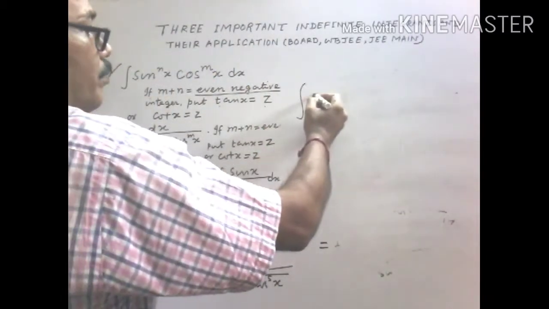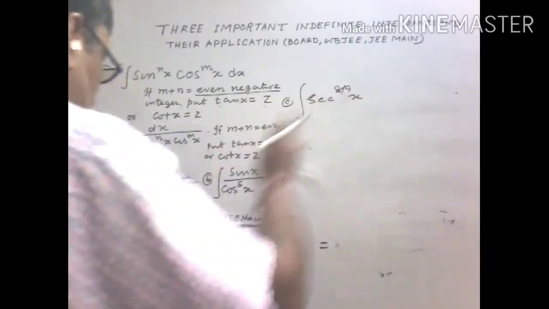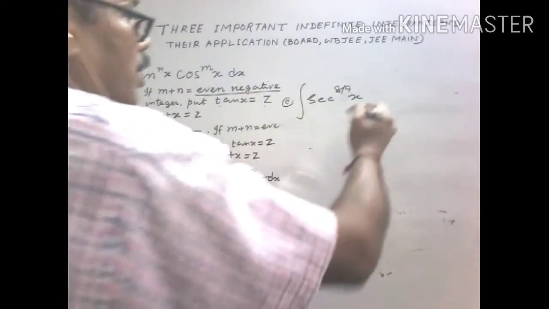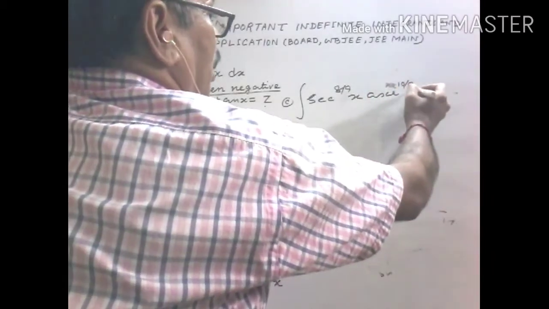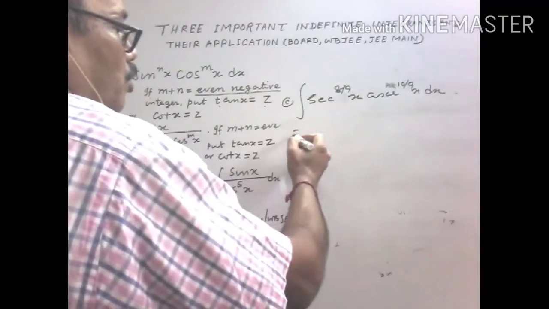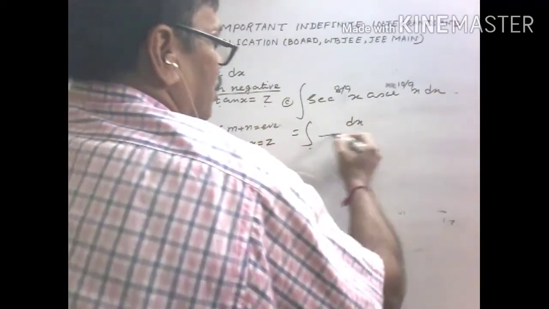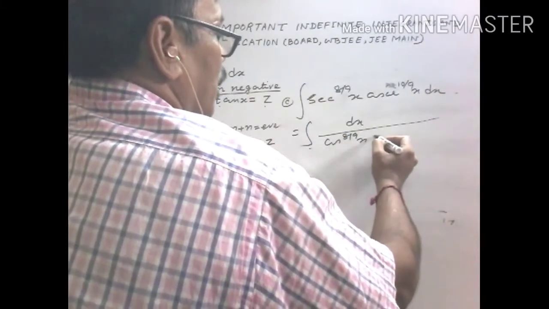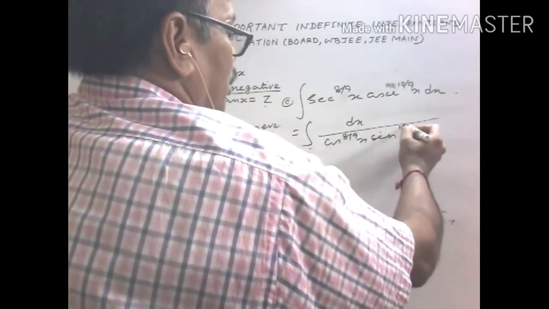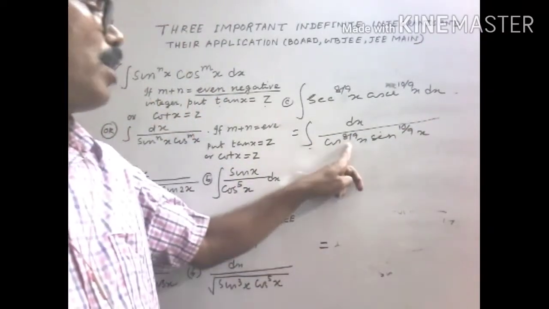So sec to the power 8 by 9x into cosec to the power 10 by 9x dx. We know the rule: write in terms of sine and cos. So this is dx by cos to the power 8 by 9x into sine to the power 10 by 9x. Now look, what is m plus n?